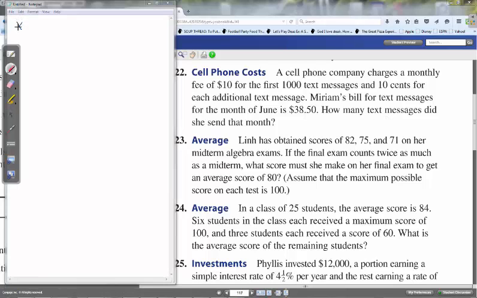Set my variable to be x, and let's do n instead. N equals number of additional text messages.